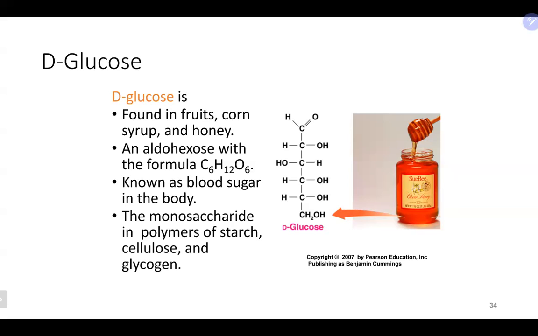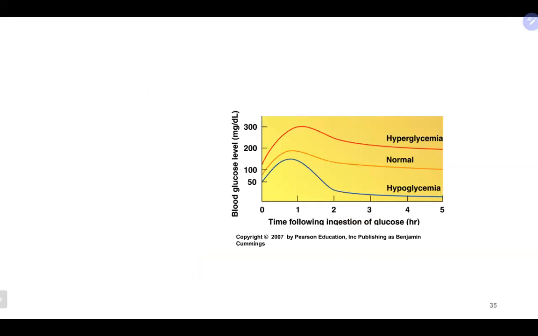It is also the monosaccharide polymer of a lot of things like starch, cellulose, and glycogen. We'll see that at the end of this chapter. Pretty much putting a bunch of glucose molecules together makes things like starch and glycogen, which is our stored energy that we break down through gluconeogenesis when you don't have any sugar coming into your body.